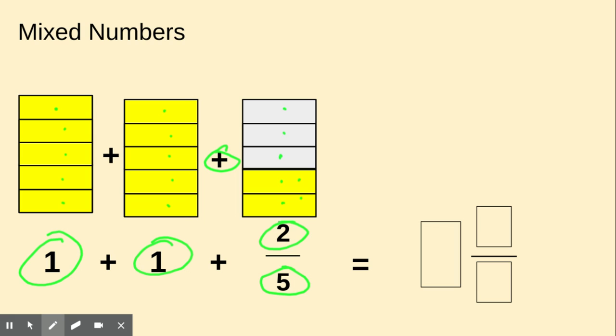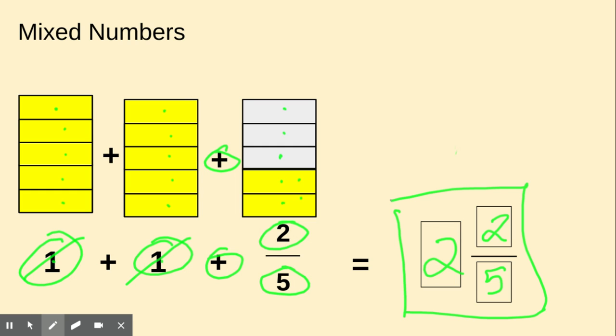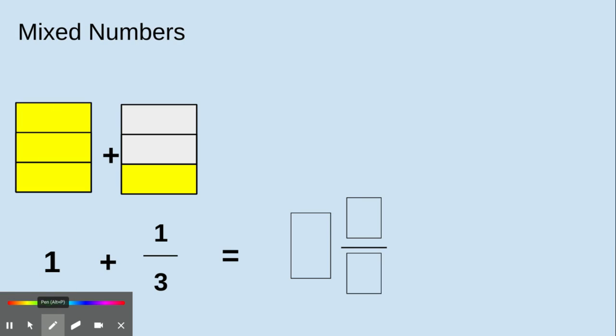Now we need to add these all up. What is going to go in our first box here? 2 will go in our first box here. And you're probably wondering, how did I get 2? I got 2 because I added together our whole numbers, which was 1 plus 1. 1 plus 1 is 2. So we use those. Now we're adding 2/5. So we can put our fraction after our whole number. And we would get 1 plus 1 plus 2/5 equals 2 2/5. So basically you're adding together the whole numbers and then adding the fraction on the end of it to make a mixed number.